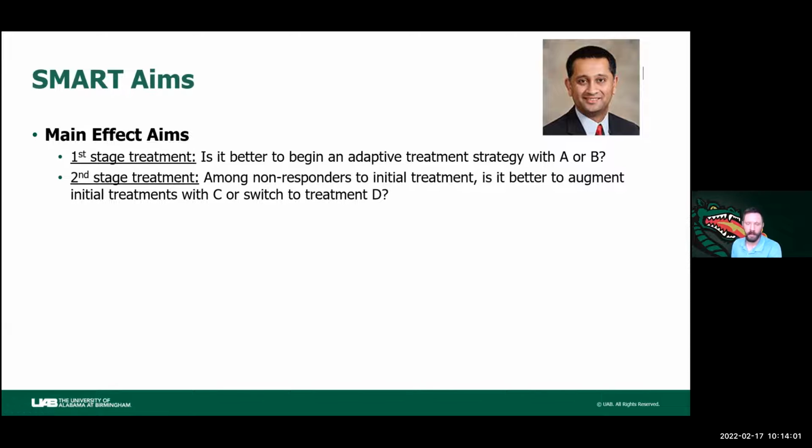So the first SMART aim is what's called the main effects aim. And there are analyses for both first and second stage treatments. The main effect of first stage treatment seeks to answer this question: is it better to begin an adaptive intervention strategy with A or B? All right, relatively straightforward question. The main effect of second stage treatments is conceptually similar, but is limited to only non-responders. So in this example, it seeks to answer the question: among non-responders to initial treatment, is it better to augment initial treatments with C or switch to intervention D?